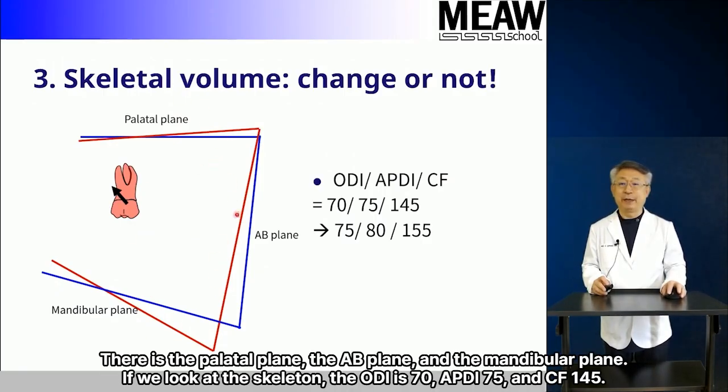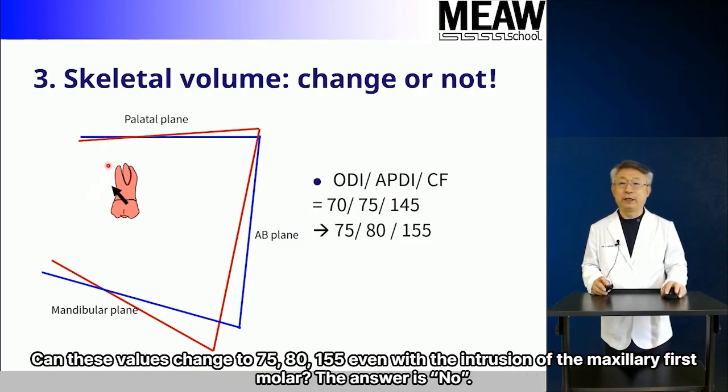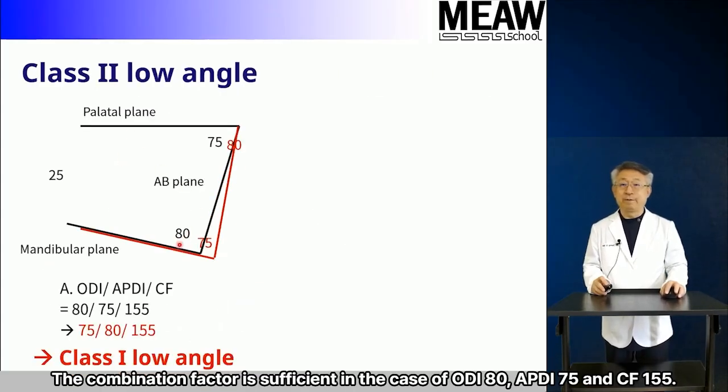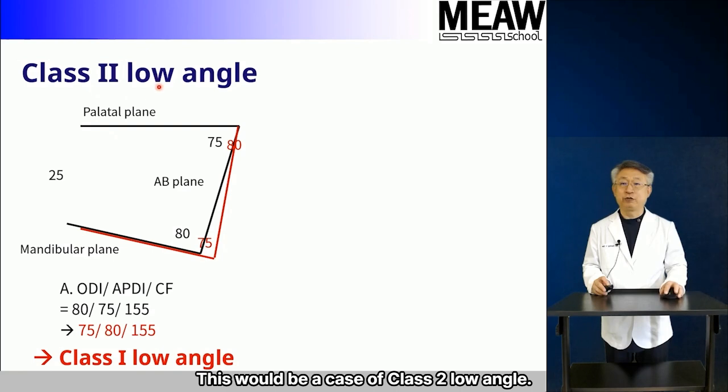There is the palatal plane, the AB plane, and the mandibular plane. If we look at the skeleton, the ODI is 70, APDI 75, and CF 145. Can these values change to 75, 80, 155 even with the intrusion of the maxillary first molar? The answer is no. The combination factor is sufficient in the case of ODI 80, APDI 75, and CF 155. This would be a case of Class 2 low angle.